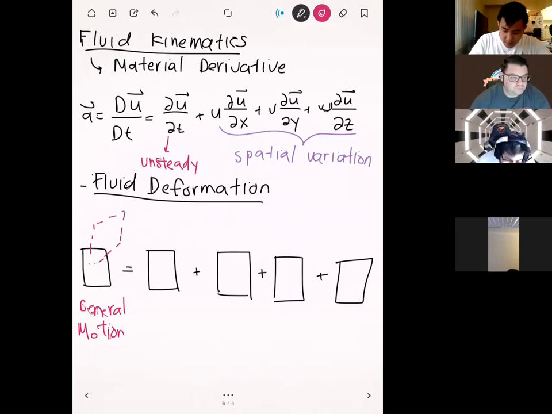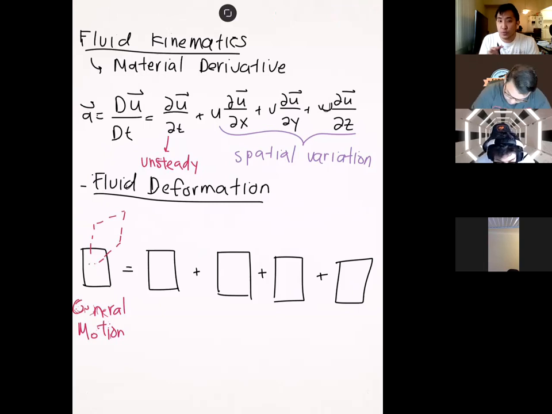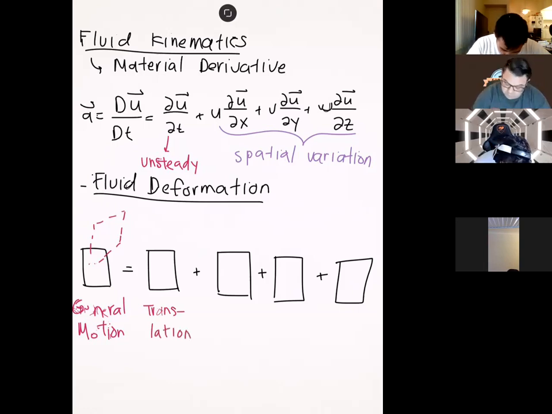And so this general motion encapsulates all the different ways that fluid can deform, okay? And then what I'm saying with this equal sign is that we can break up this general motion into 4 different modes, okay? The first one that we're going to go over is called translation. Just like a solid block, a fluid can simply translate, okay?